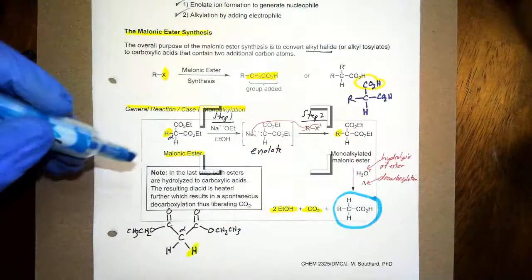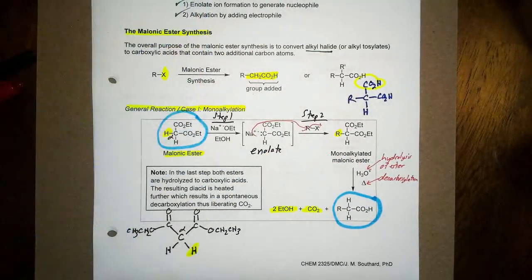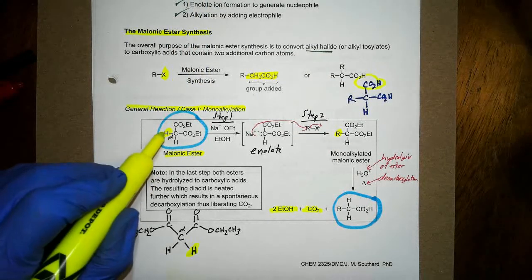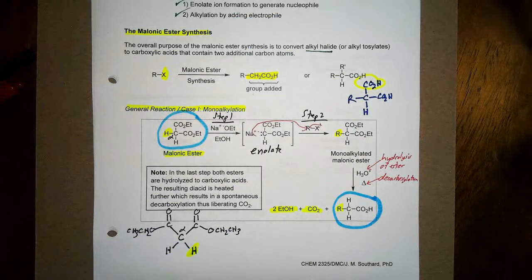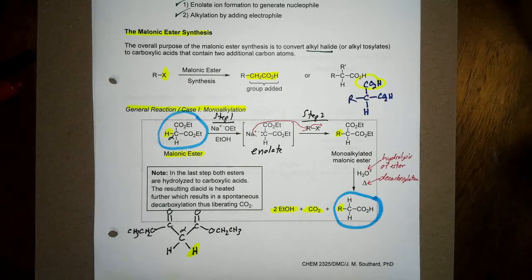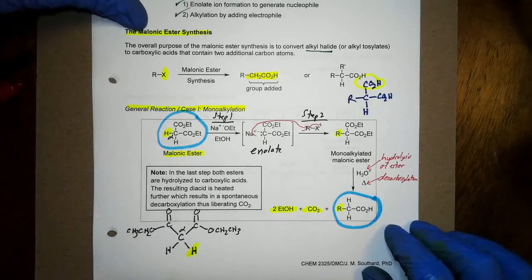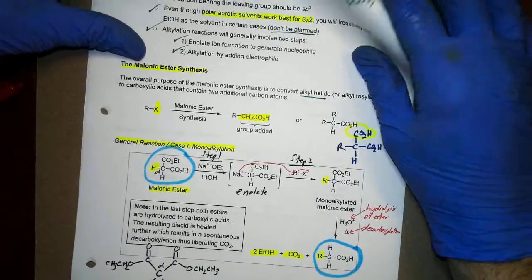Contrast that with the beginning compound. They're very different, aren't they? They have the same carbon backbone, only now, where you used to have a hydrogen here, you've got an R group of your choice, and you also converted one of these esters into a carboxylic acid. So this is called monoalkylation of malonic ester synthesis. So let's see if we can go a little further.